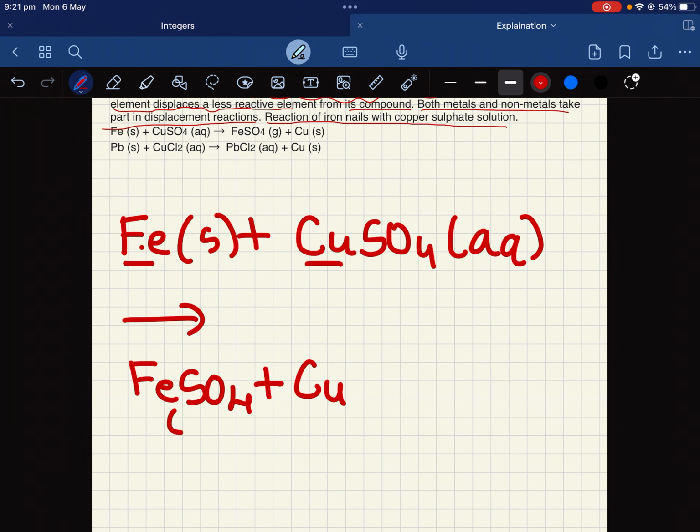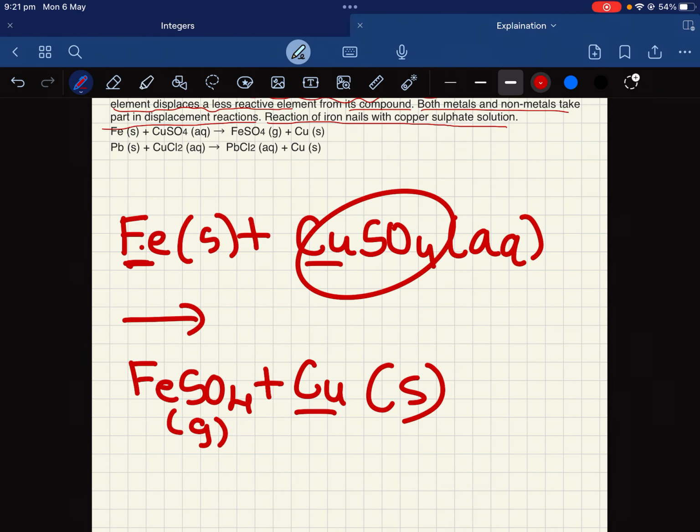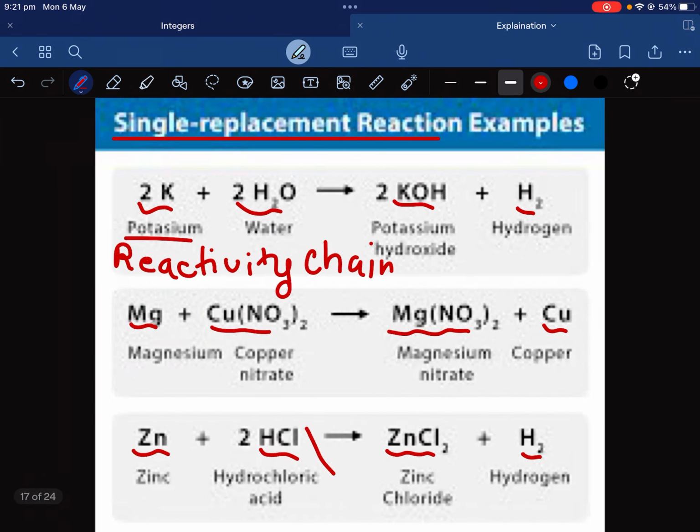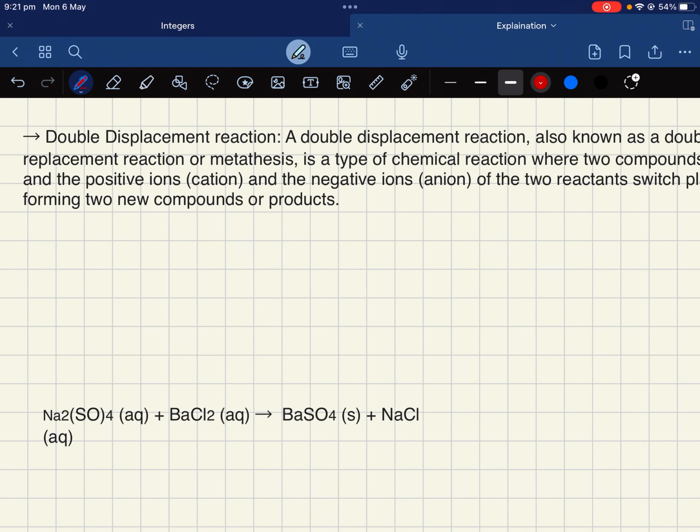Okay, ferrous sulfate is in the aqueous form and copper is in the solid form. Now how do we know that it is replacing? When we put an iron nail in copper sulfate solution, we notice that the color of the solution is changing. Thus it means that iron is displacing copper. Hope you understood that.